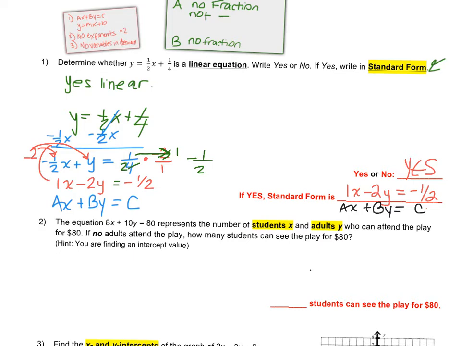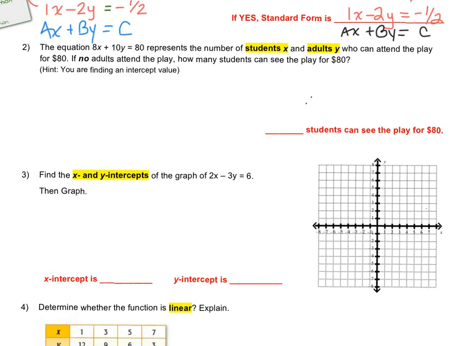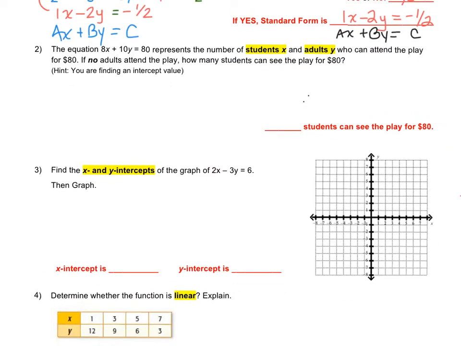Yes? How did you get 1x? So number 2, word problems. Oh no, that's okay. Just read it. So this question says, they give me an equation. They say the equation 8x plus 10y equals 80 represents x, the number of students, and y, the number of adults who can attend the play for $80. If no adults, so if there's 0y, how many students can see the play?